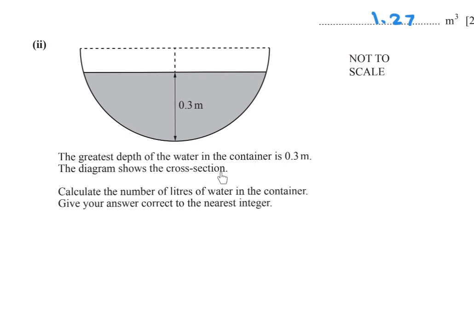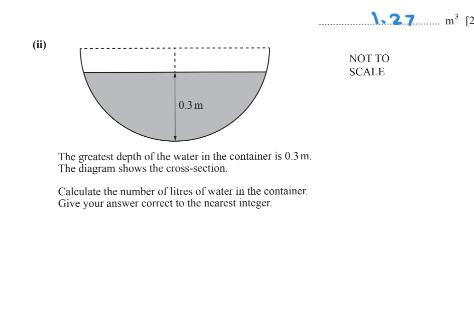Part two. The greatest depth of the water in the container is 0.3. The diagram shows the cross section. Calculate the number of liters of water in the container. Give your answer correct to the nearest integer. Now we need to find the number of liters. This means the volume, the number of liters of water. This means the volume of the water.